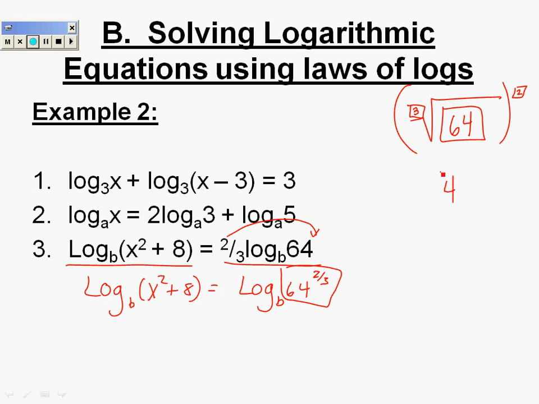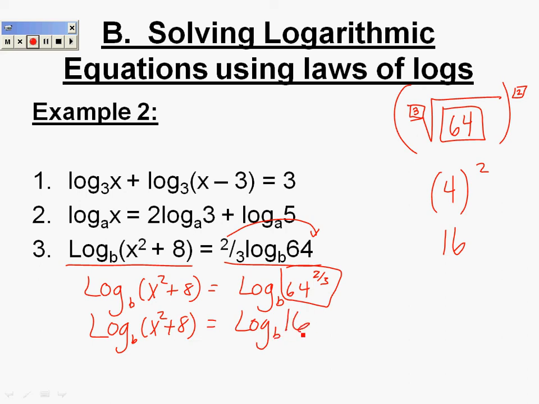Alright, so, question is then, what's the third root of 64? It is 4. Very good. Don't worry if you're not that fast. Take your time. Just break it down with a tree chart like we have been. But if you know it, great. And what is 4 squared? 16. So then here's what I have left. Instead of log base b of 64 to the 2/3, we're going to have log base b of what? 16.